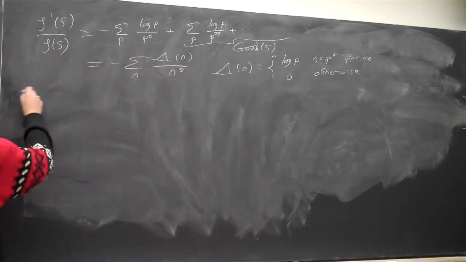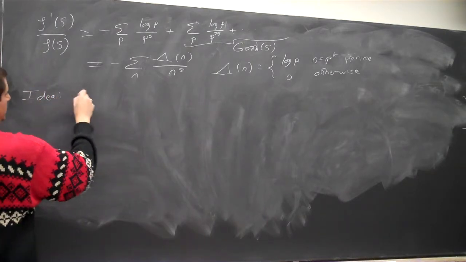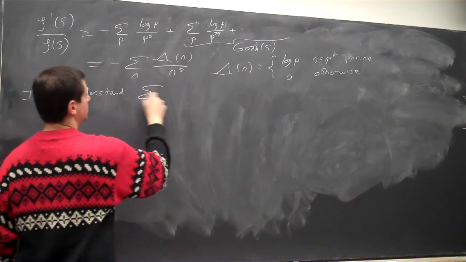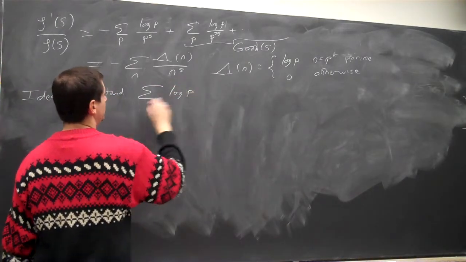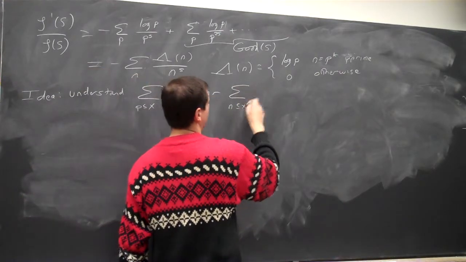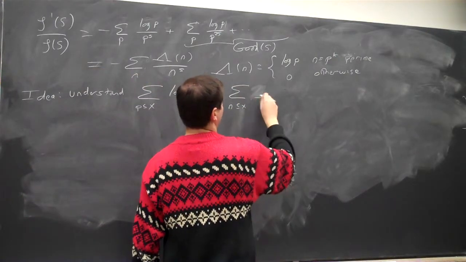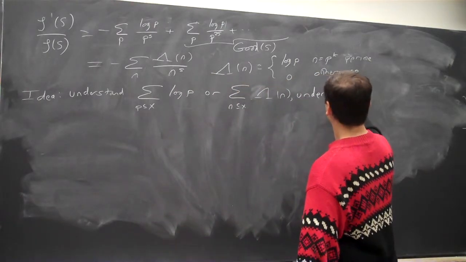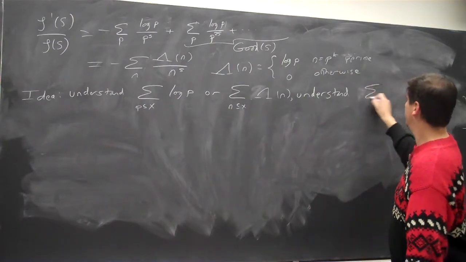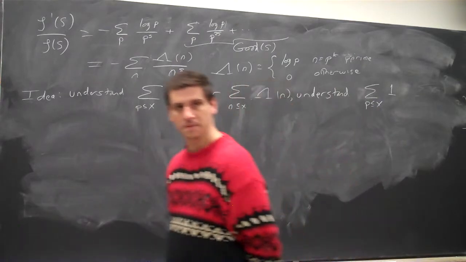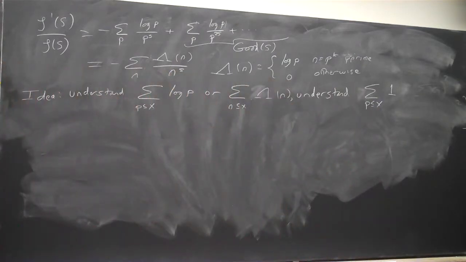So the idea is if you understand either the sum of log p for p less than or equal to x, or the sum for n less than or equal to x of lambda of n, you understand the sum of 1 over p for p less than or equal to x. So I really only have to understand one of those three sums to understand the other two.